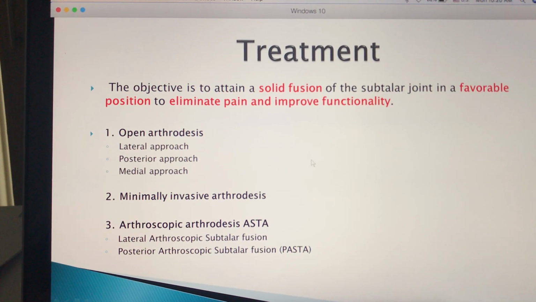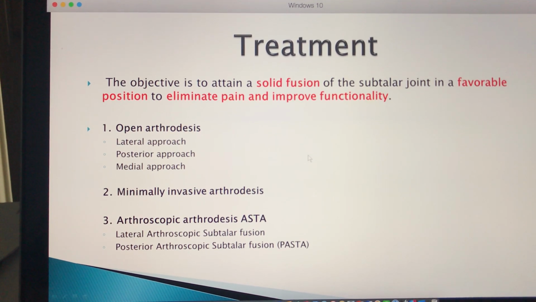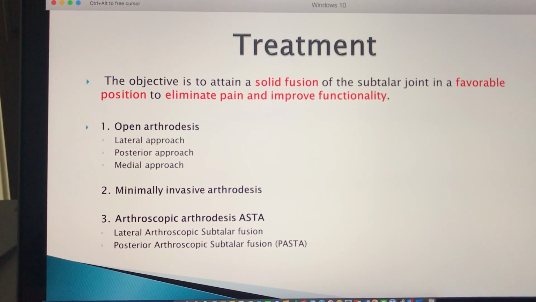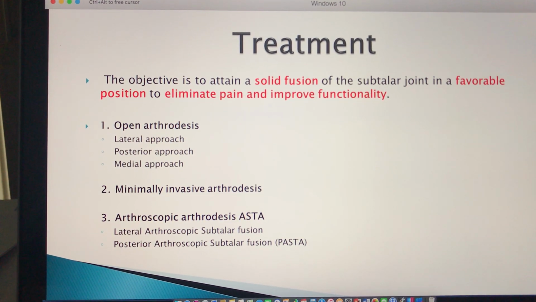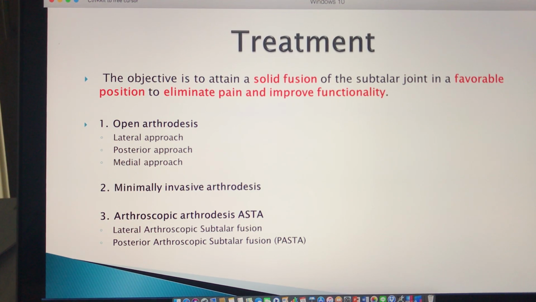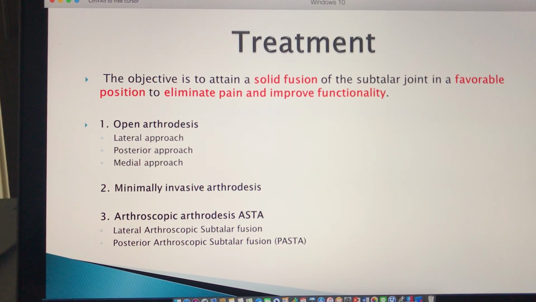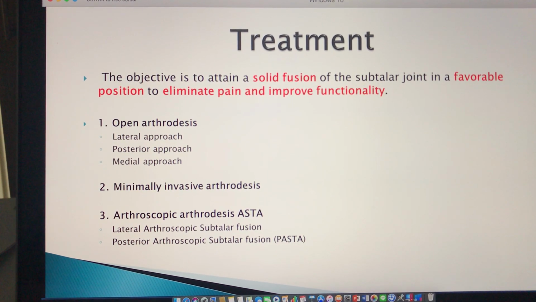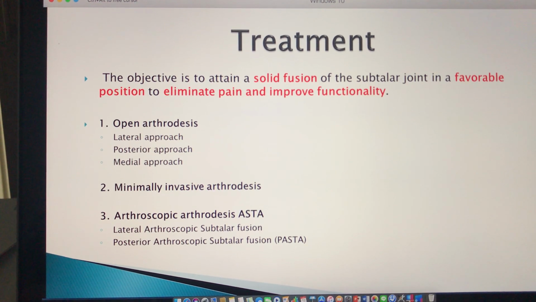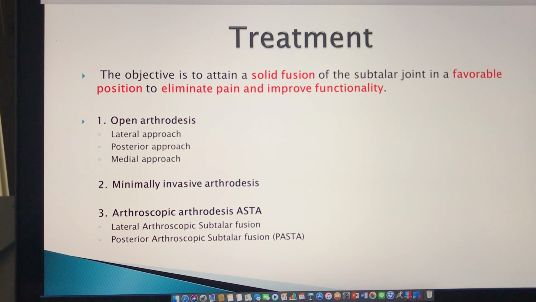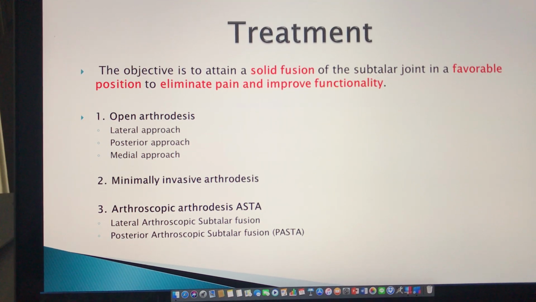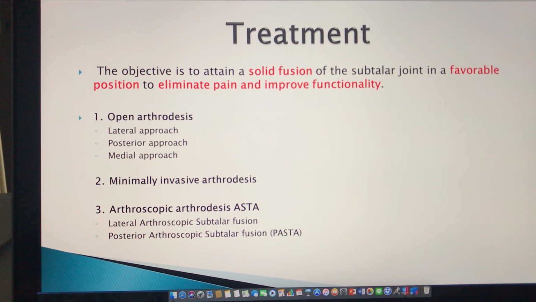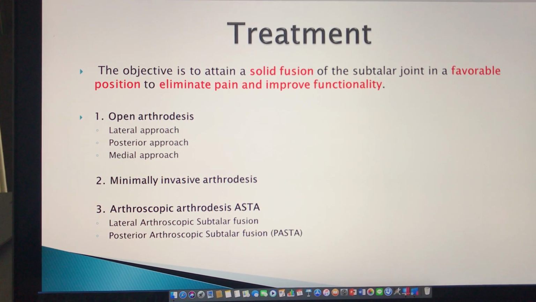For the treatment of subtalar joint arthritis, you can try conservative management by modifying activity, with less walking, especially on uneven ground or an uneven surface. Corticosteroid injection can be helpful as well, but usually only temporarily. However, if conservative treatment fails, surgical treatment is indicated. The objective of the surgery is fusion. We try to do a solid fusion of the subtalar joint in an acceptable position or alignment in order to eliminate pain and improve function.